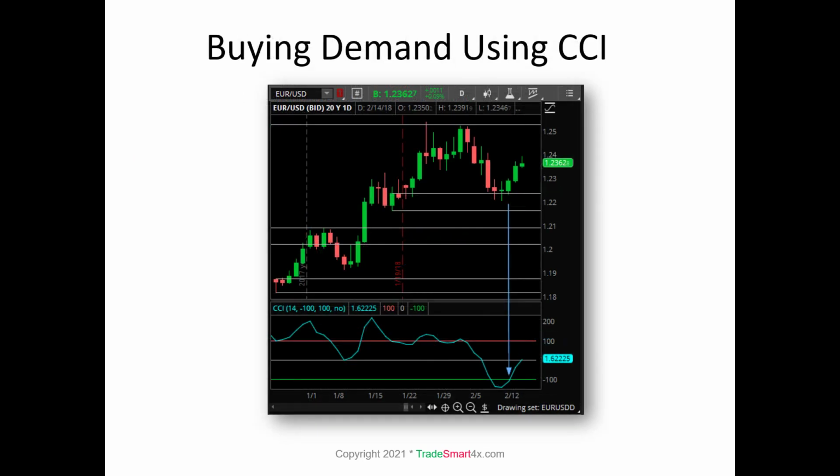Here's an example about how you buy demand using CCI. So first of all, you have to identify demand. And again, that's beyond the scope of this presentation. But assuming this is demand, the market comes down to demand. The CCI goes from -100 to above -100, and the market starts to move to the upside. The CCI is one of the few indicators that actually appears to be sometimes a leading indicator, not a lagging indicator, which is why I like it.